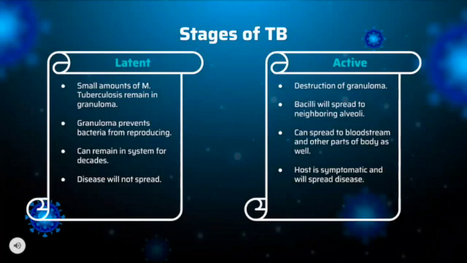If the bacteria are reactivated, the granuloma gets destroyed. The bacilli that reside inside the granuloma are then spread into neighboring alveoli, into our bloodstream, and to other parts of the body, affecting and damaging tissues. This is called active TB or TB disease. Hosts are symptomatic and contagious, and getting treated as early as possible is important before it becomes a problem. I'll pass it on to Victoria with assessment points.